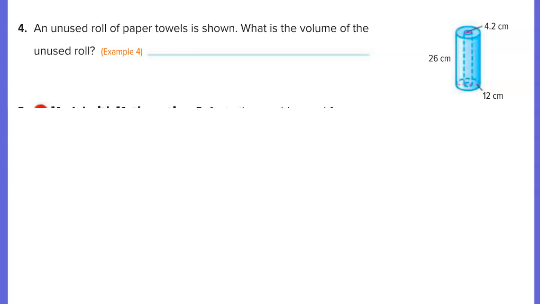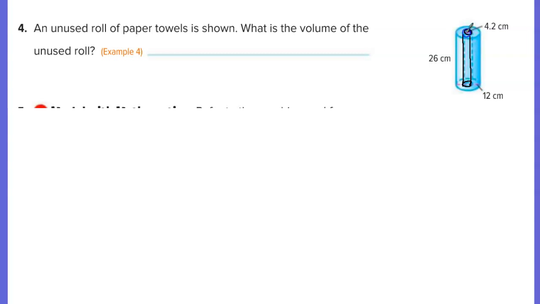All right, so number 4, an unused roll of paper towel is shown. What is the volume of the unused roll? So obviously right here, when you have a paper towel roll, you have a hole down the middle so that you can hang it up so that you can easily grab paper towels. So when we're figuring out the volume of the paper towel, we don't want to include the hole that's in the middle. So you can see that the shapes that we have there are actually 2 cylinders.